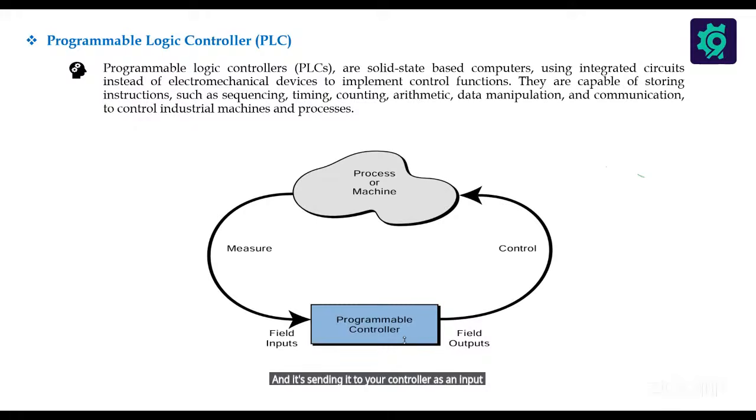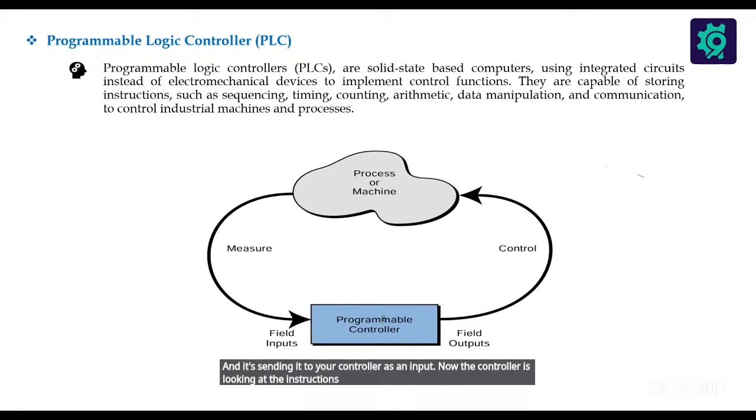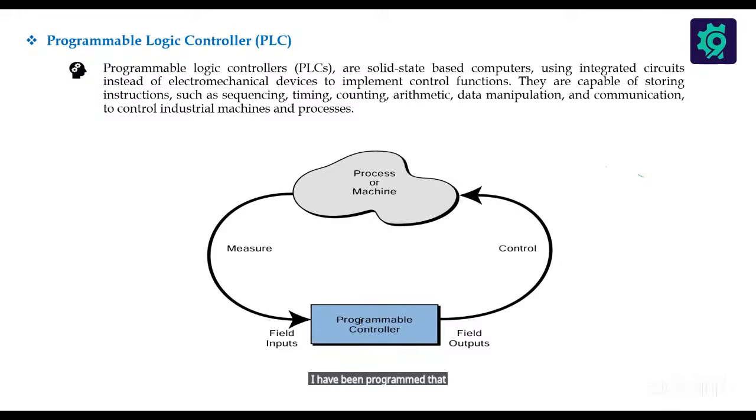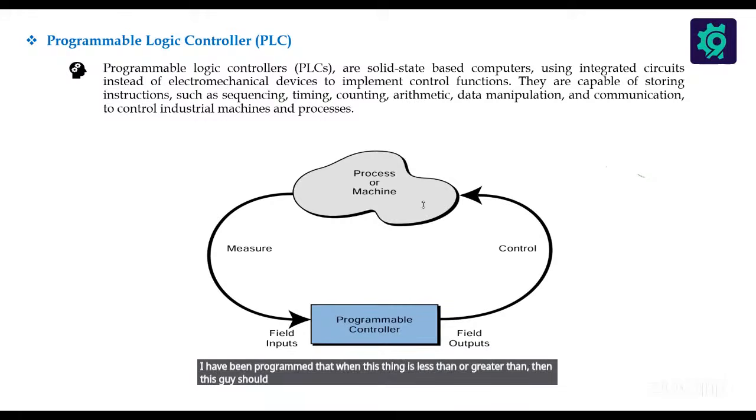And the controller is looking at the instructions inside it that I have been programmed that when this thing is less than or greater than, then this guy should open. Then it will just trigger the output, which is also a process or a machine as well, right? So it just triggers it. So basically, that's just what your PLC is all about as well.